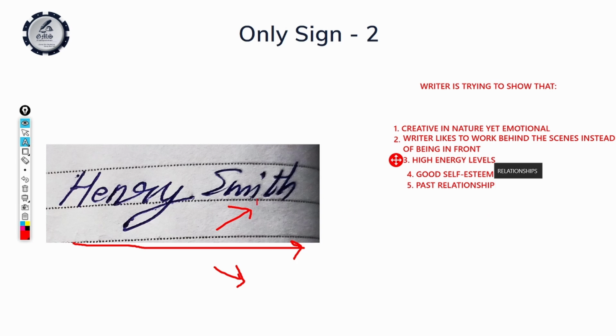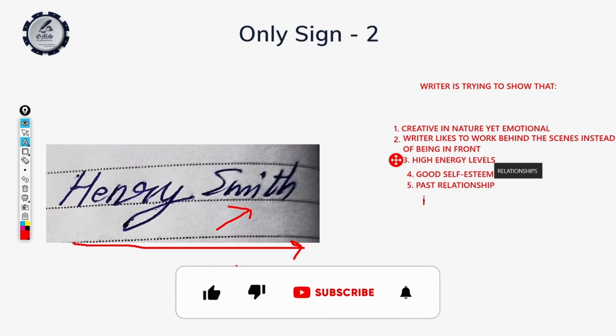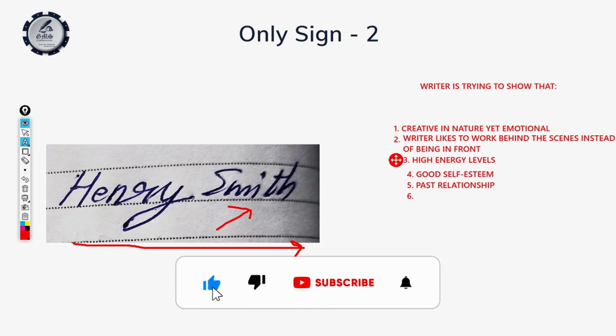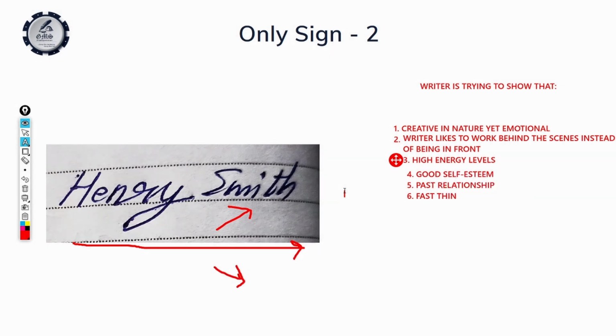What else can you find? Yeah, pointed. You can see here the M is pointed. It indicates, well, this was a negative trait. Pointed one indicates fast thinking, right? A fast thinker and intelligent person. He's trying to show others that he is an intelligent person and can learn new things very quickly.